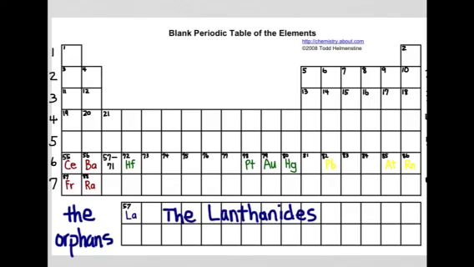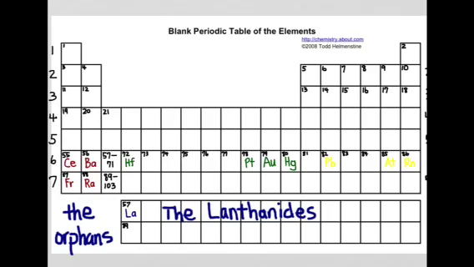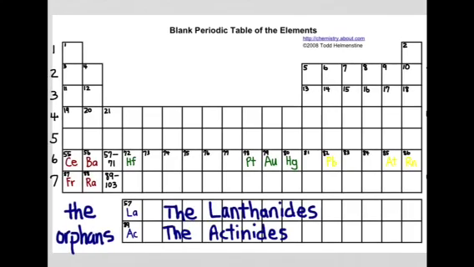And then in the next box, we need to write the numbers 89 to 103, because those are the numbers that will encompass the second row of the orphans. Element 89 is actinium, and so that row are referred to as the actinides. For our purposes, the periodic table stops here. There are some other elements that have been discovered in row 7, but they exist for such a short time that they aren't of much interest to chemists. They are of more interest to particle physicists.